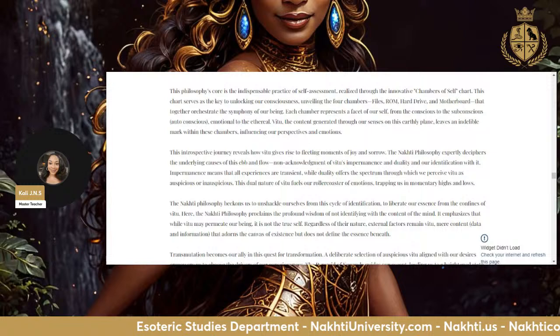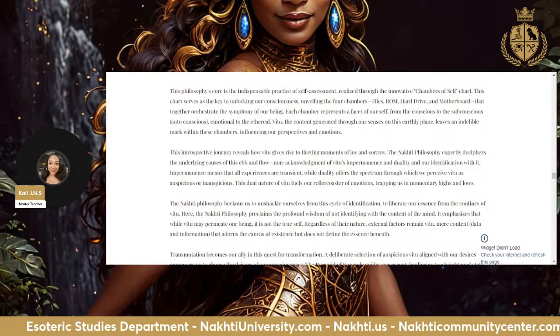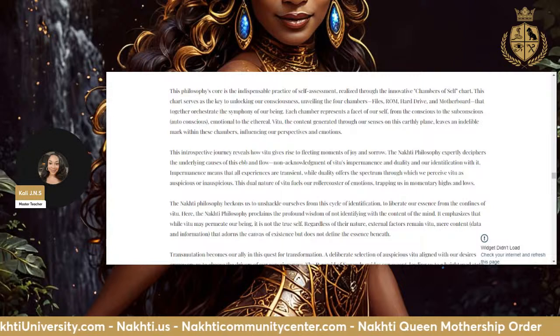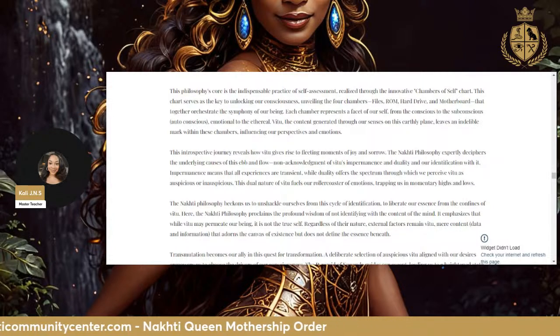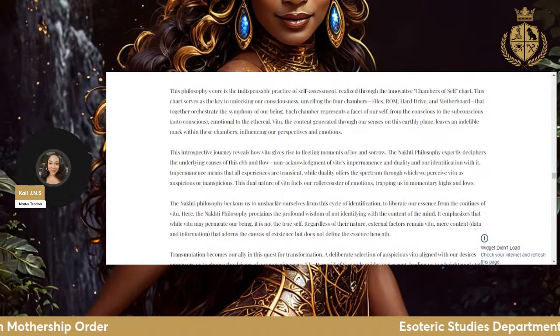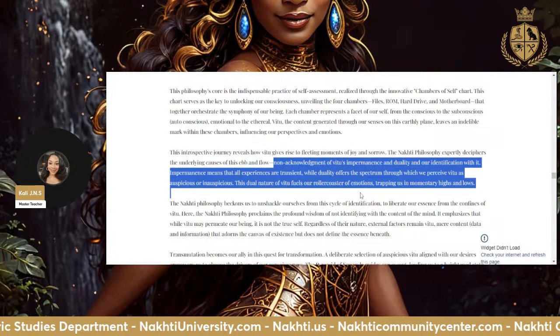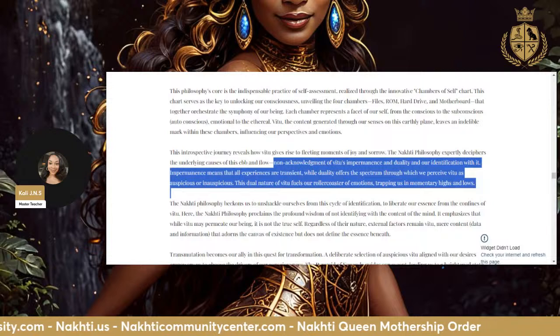the Gnostic philosophy also teaches you how that information is all outside of you. It gives you rising, fleeting moments of joy and sorrow. Why? Because of the non-acknowledgement of information's state, what we call content. We call this V2. You see it right here. Non-acknowledgement that content is impermanent and it is duality. And then you become identified with it. So what does that mean?